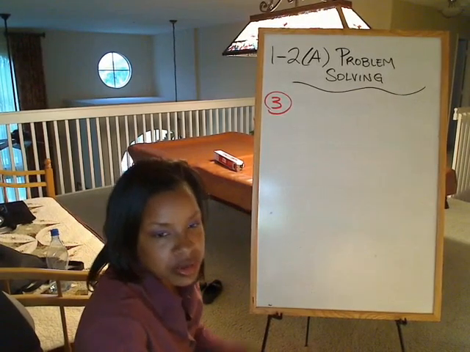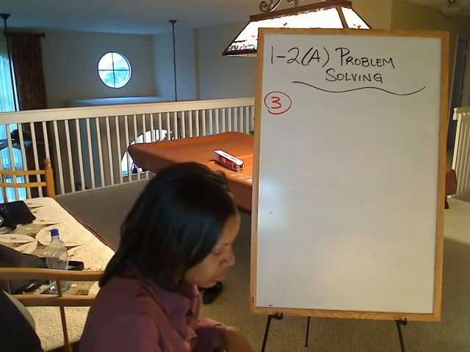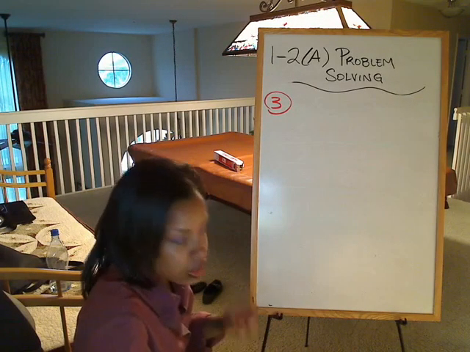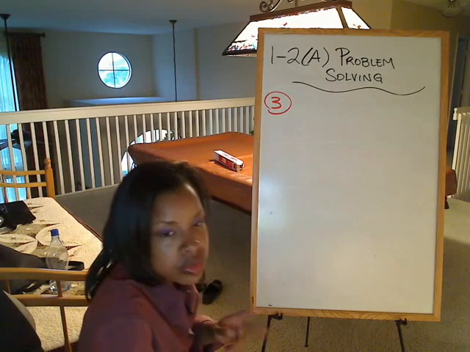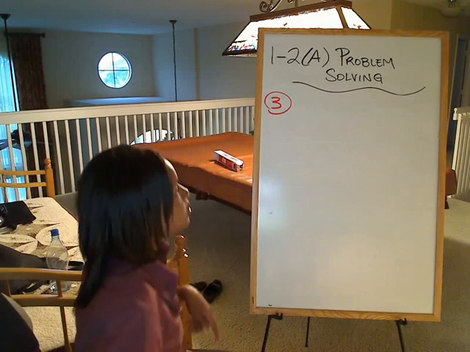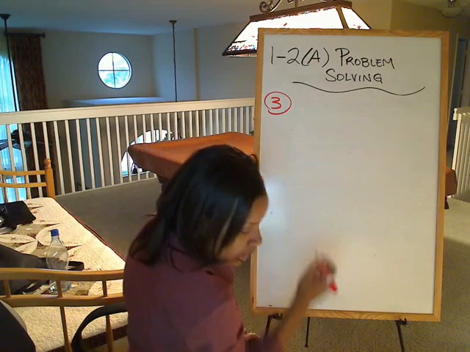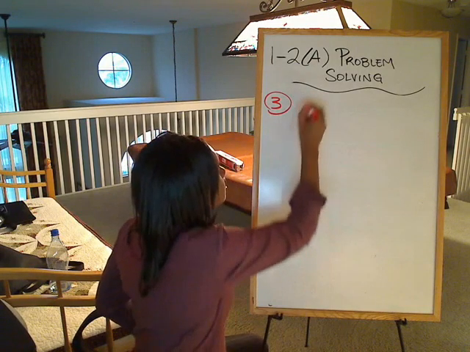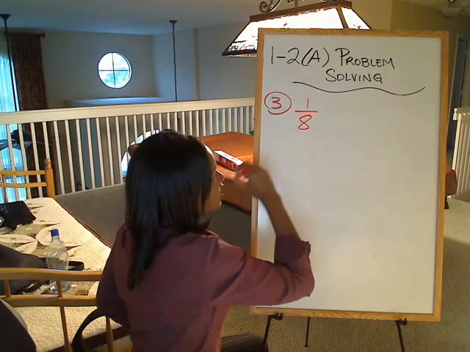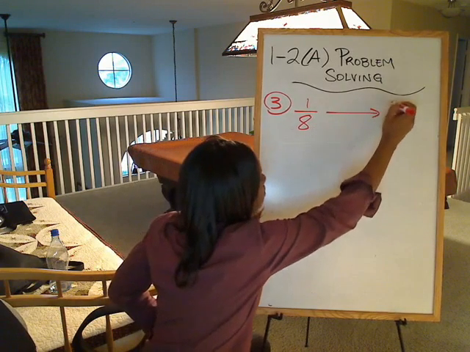So just a reminder, in question number 2, the strategy that we used was look for a pattern. In question number 3, we're going to use the work backwards strategy. Okay, we're going to work backwards. So if, let's say, in 7 minutes he can mow 1/8 of the lawn, right? That takes him 7 minutes.